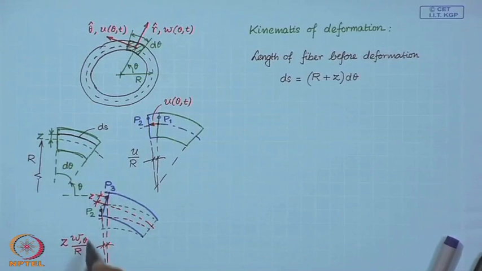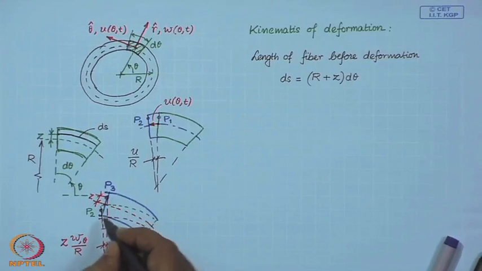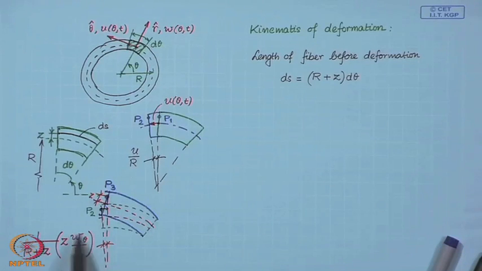So, this is nothing but the angle. For small deflections, we know that the angle times the radius gives the linear deflection of point P. So, it goes from P2 to P3. Essentially this linear distance is what is being measured by this quantity, and when you divide this by r plus z, that gives us this small angle.